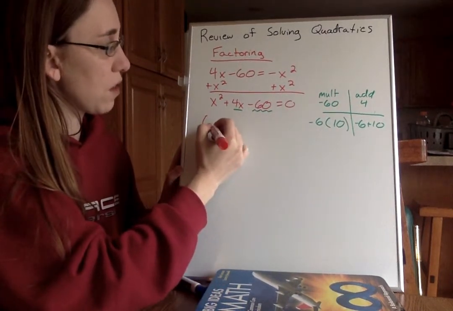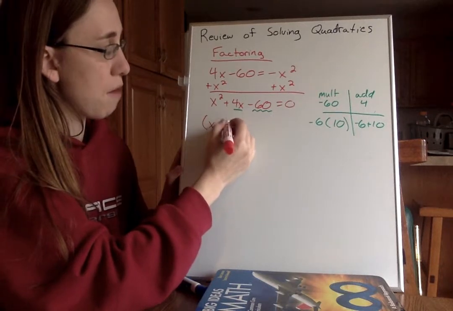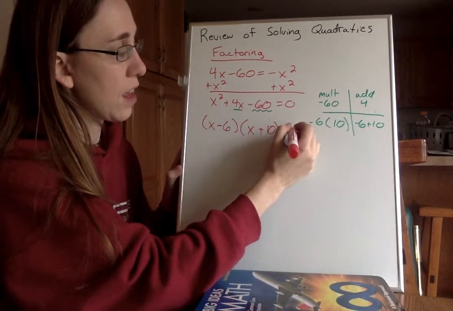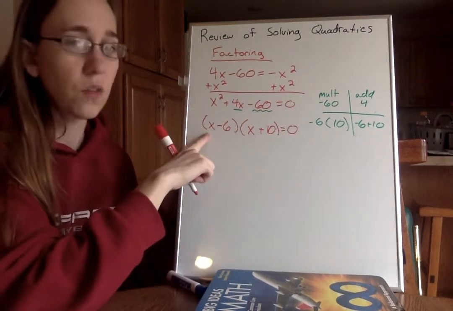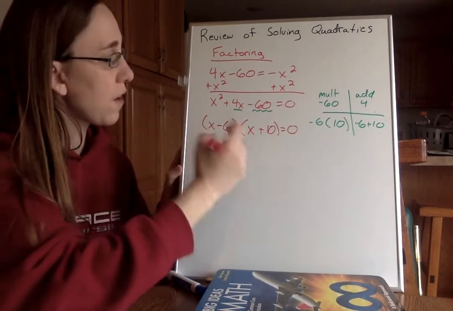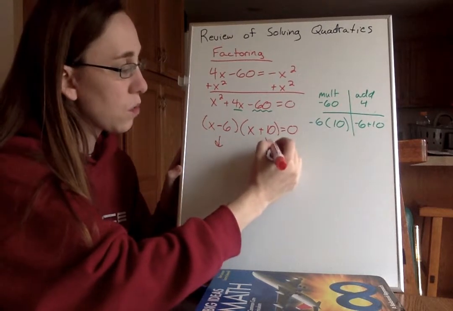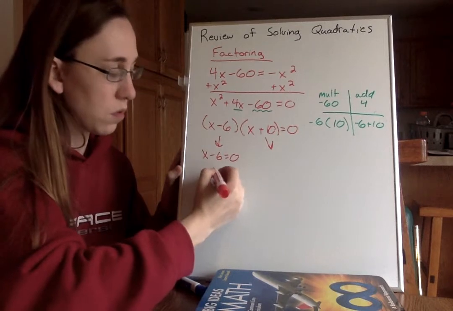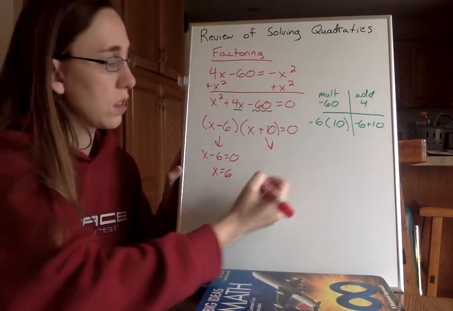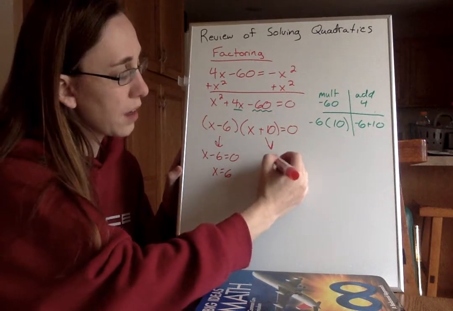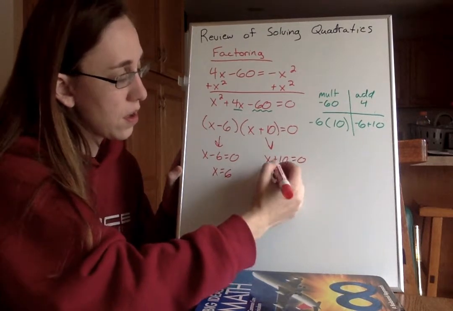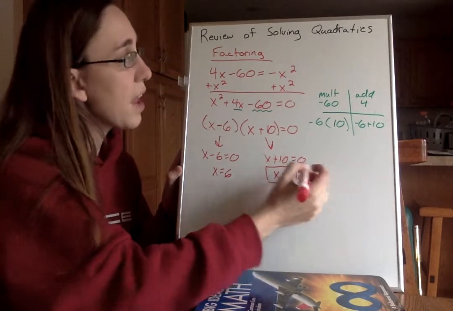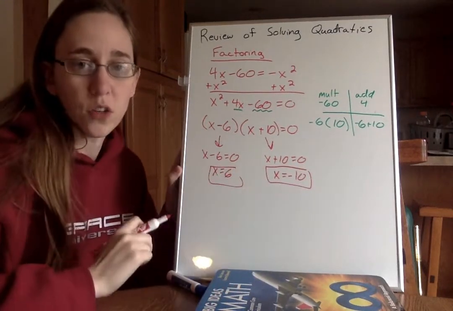So that means this is going to factor to x minus 6 and x plus 10 equals 0. So that's the factored form. That's not our final answer. To get our final answer, we break it up, and each one of these parentheses gets its own problem. x minus 6 equals 0, which means x equals 6, and x plus 10 equals 0. Subtract the 10, that tells us x is negative 10. So there are the two answers.